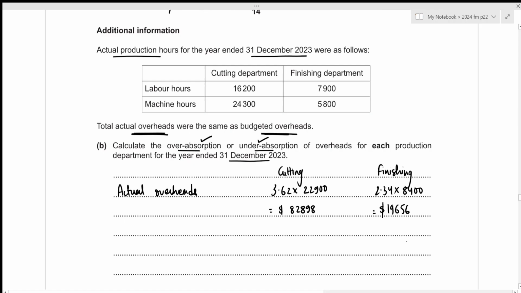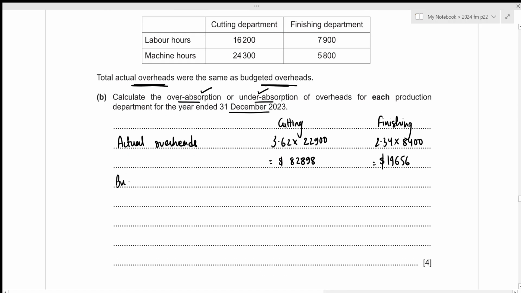Now we need to calculate our absorbed overheads, but now they should reflect the actual hours. So we will still be using the overhead absorption rates of 3.62 and 2.34, but rather than multiplying by our budgeted hours, we will now be multiplying by the actual hours. So for the cutting department, that will be 3.62, and the basis for the cutting department was the machine hour. So we need to multiply it by 24,300. This results in the value of 87,966. We repeat the same process for the finishing department.